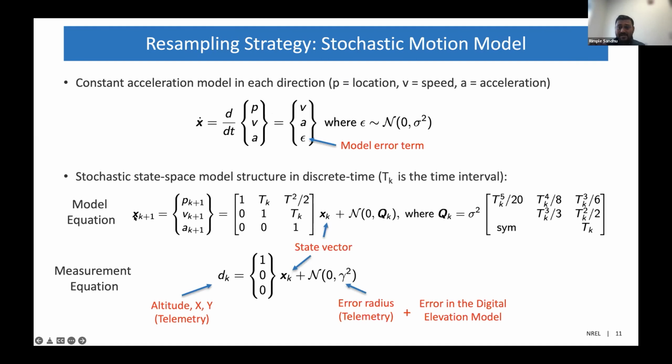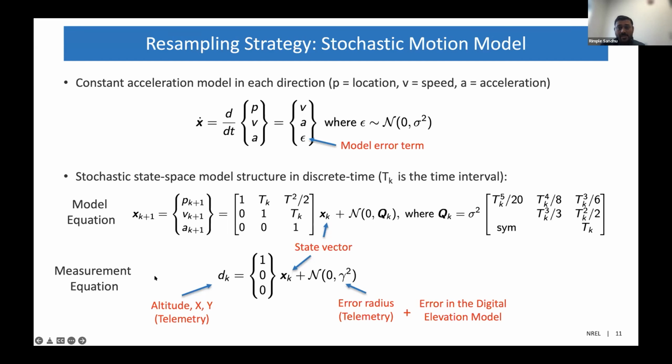So our X is our state space for each bird. It captures the location, the velocity, and acceleration in each direction. So we deal with X direction, Y direction, and the Z direction. So 3D, three directions. So for each direction, we do this. And we build this stochastic state space model.